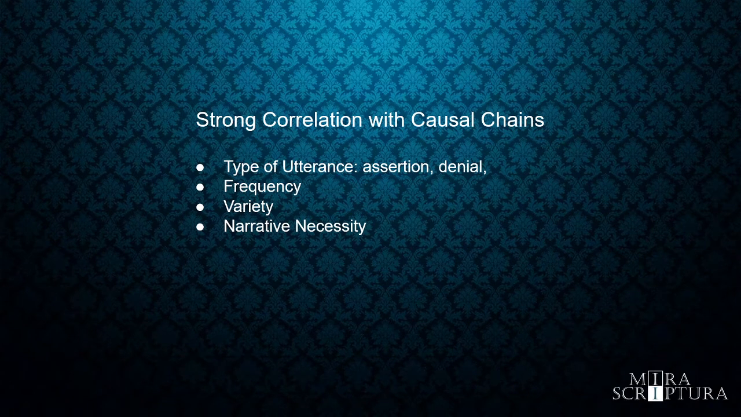So the first one is type of utterance. Second one is frequency. How many times does it make that assertion? Variety. How many different ways does it try to say that? And then I've added my own here, which is narrative necessity. That's looking at, if you took the statement out of the narrative, does it have an impact on the story? Does it have an impact on the narrative? If it doesn't have an impact, then why is it there? My answer to that is it's there in order to respond to an opposing narrative. So that's one of the criteria that I use as well. Again, these signals aren't great evidence, but since they've so strongly correlated with causal chains in the past, I tend to give them a lot of respect.